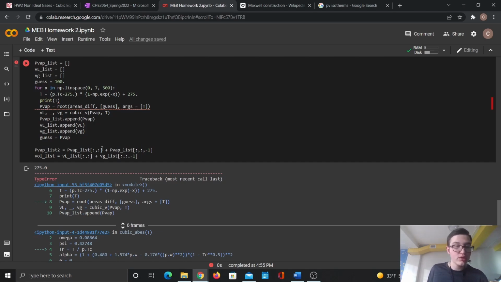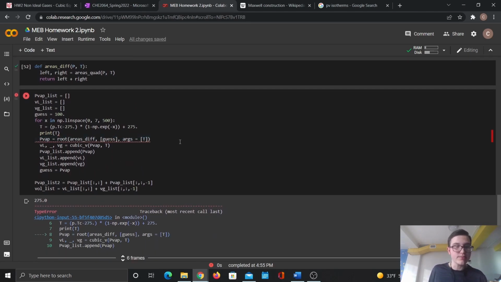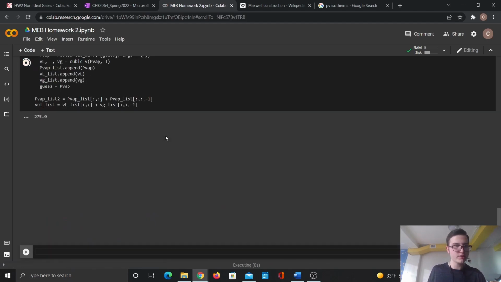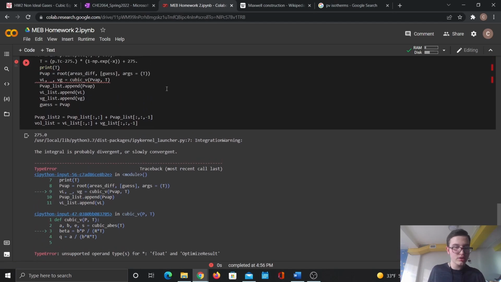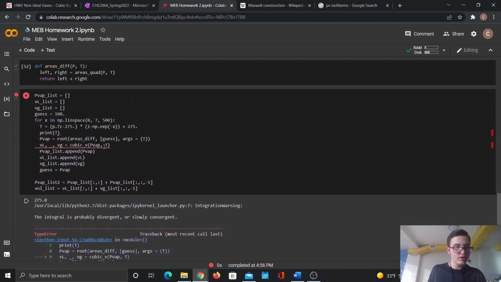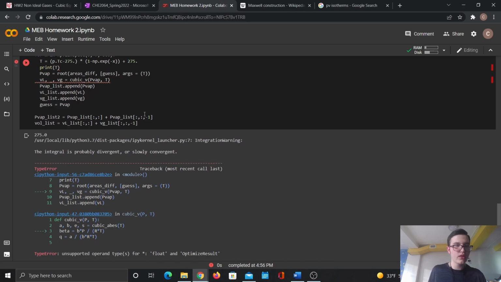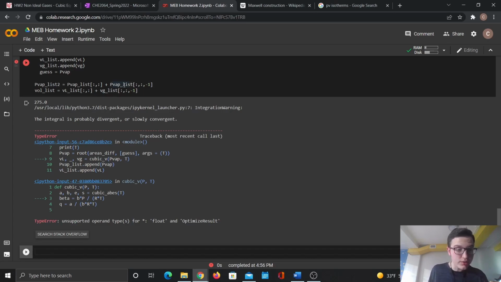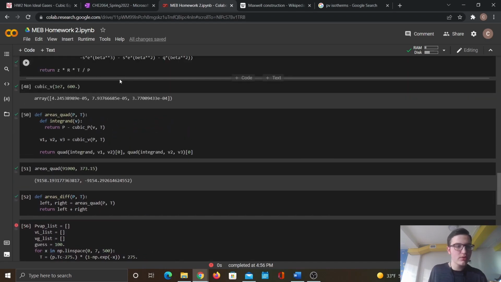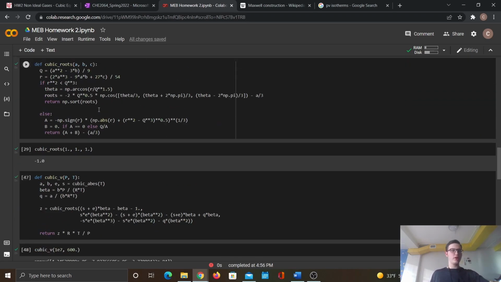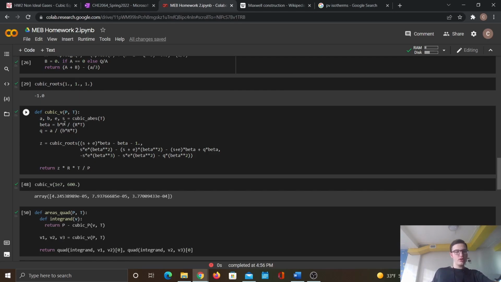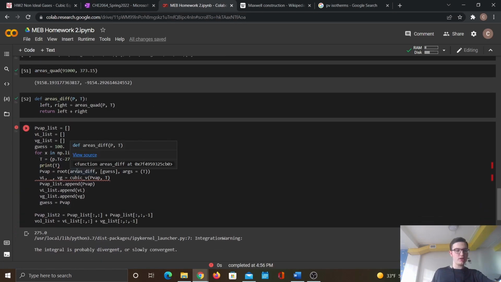Interesting. Well, what does this mean? Look at this. Oh, I wonder. Let's try this. Cubic V. Oh, it could be the temperatures are off. Beta equals beta times P. What is wrong with my cubic V? What is P? Where is P?